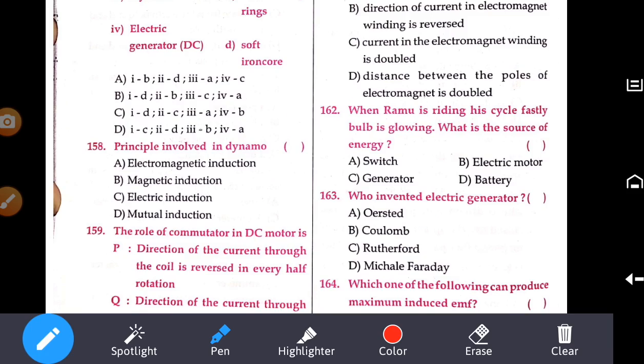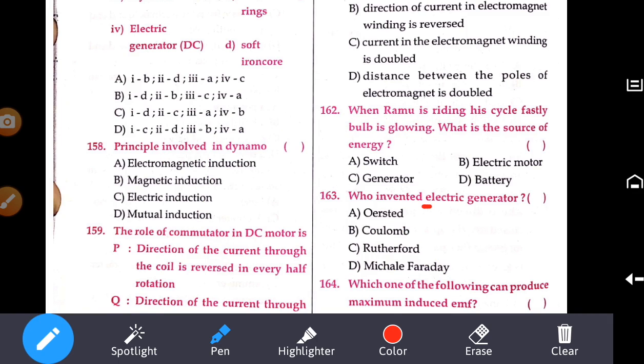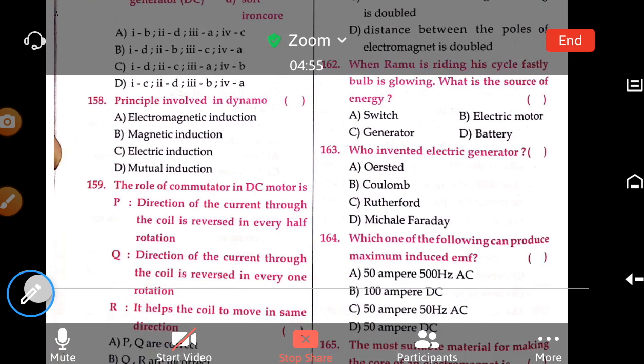162. When Ramu is riding a cycle fast, the bulb is glowing. Now in today's bicycles you cannot see it, but in olden days, on the front of the bicycle a bulb would be fitted. It is connected to a small device called a dynamo. So dynamo is nothing but our generator. The bulb is glowing, which means it is our generator. Who invented the electric generator? The electric generator was invented by the scientist Michael Faraday. Option number D is our answer.